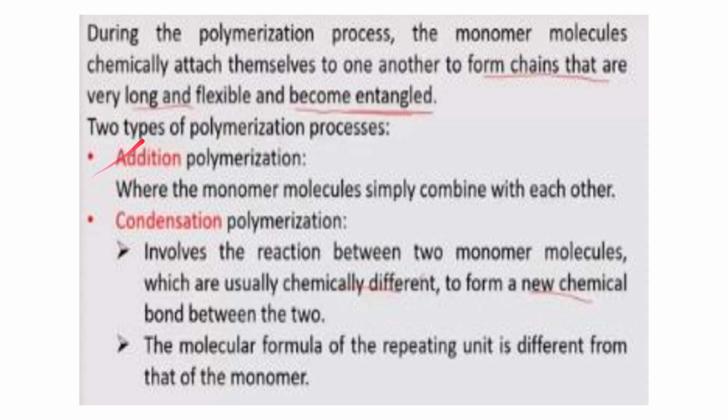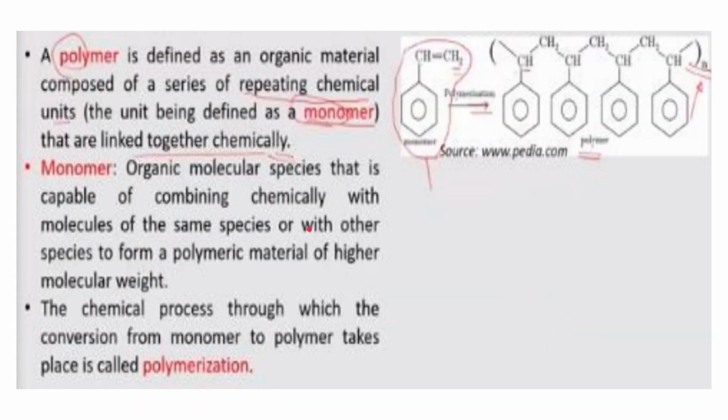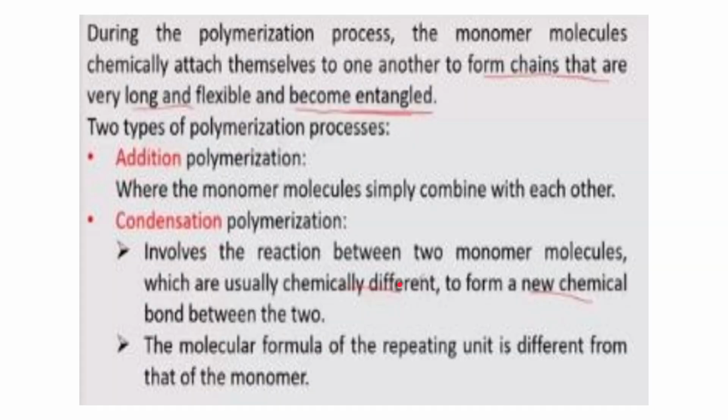So there are two types of polymerization processes. One is addition polymerization, and the second is condensation polymerization. As the name suggests, addition is basically polymers where the monomer molecules belong to the same species. They simply combine and add to each other. Whereas in case of condensation polymerization, the monomer molecules are of different species.